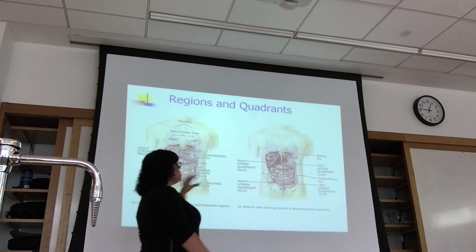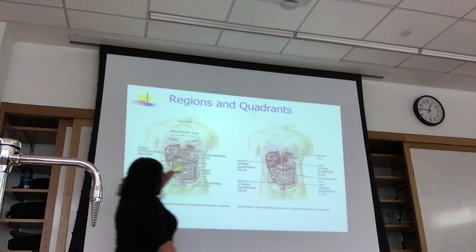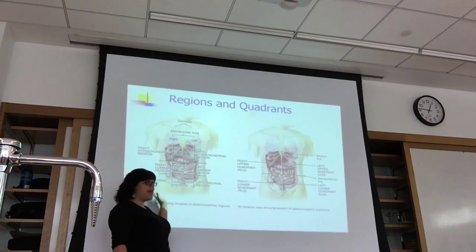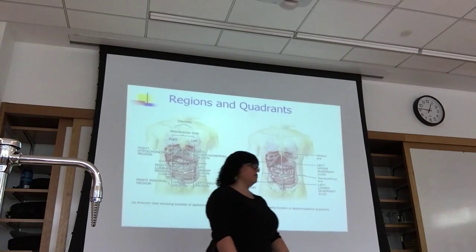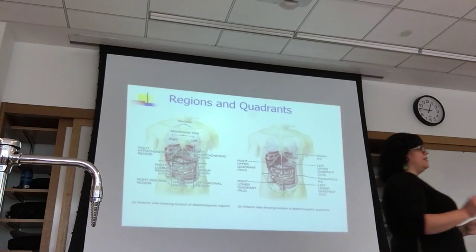For the regions and the quadrants, mostly what I've asked so far: liver, stomach, transverse colon, small intestines, appendix, things like that, spleen. Those are going to be the ones that I'm going to ask you. You'll see that as you go through the lab packet too, because I've put those on there.